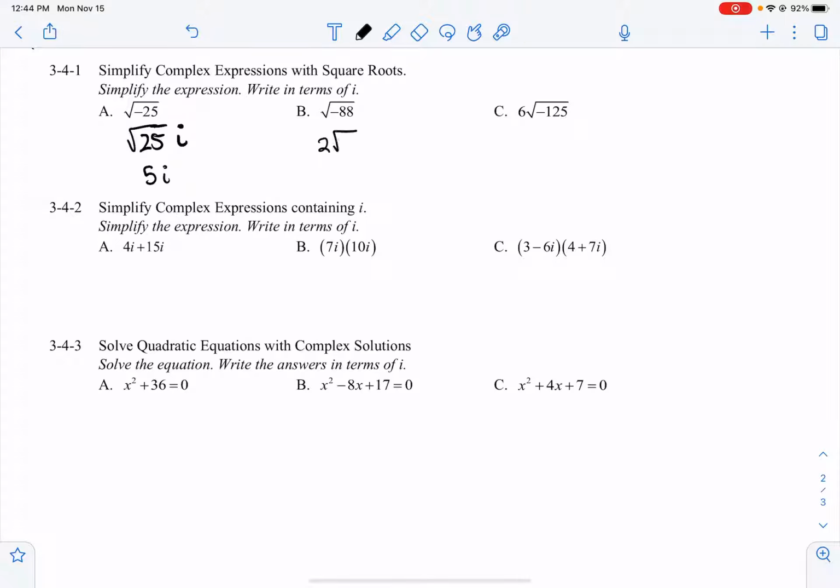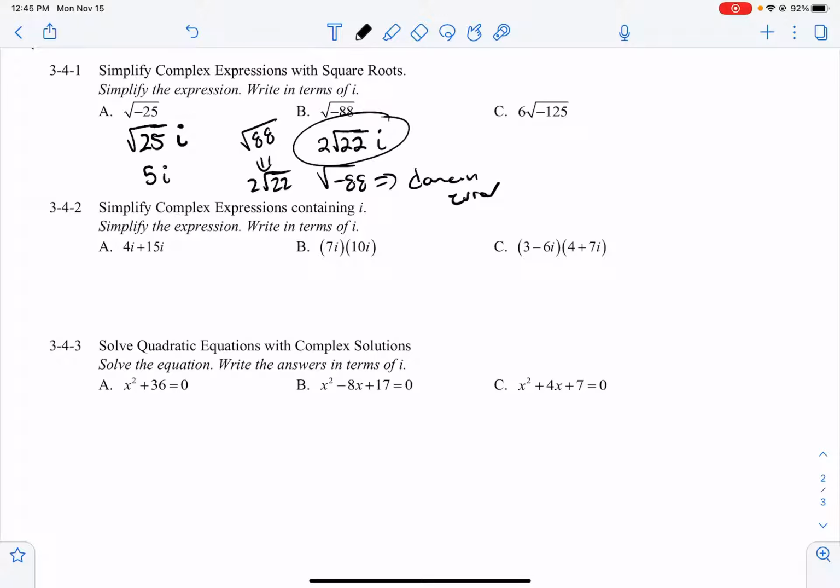Okay, square root of negative 88. If you put the positive in your calculator, I think you'll end up with 2 root 22. But it's not a positive square root of 88. It's a negative 88. So I have to add an i to my answer. I can't just leave it 2 root 22. I can treat it like a positive when I plug it in my calculator. Because in my calculator, I'm just going to put square root 88, and it's going to tell me 2 root 22. But if I plug in square root negative 88, it's going to tell me domain error. We don't want that.